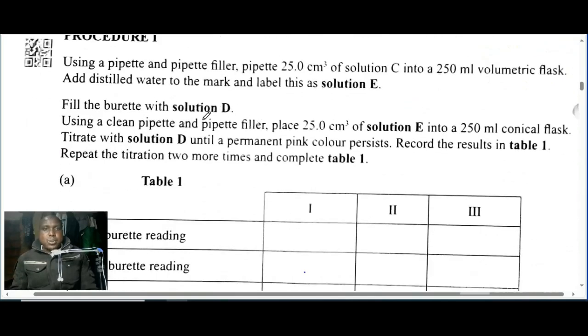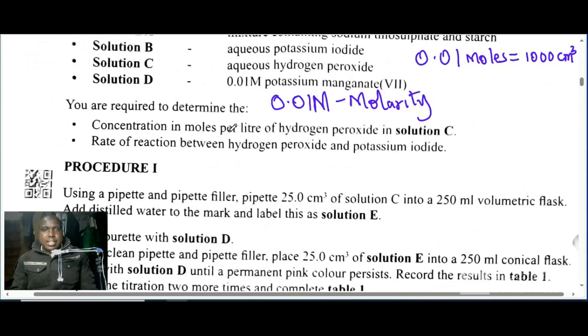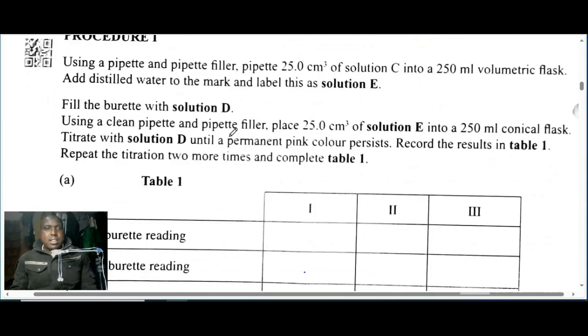Right? Now fill the burette with solution D. And remember, solution D is potassium permanganate. Fill the burette with solution D using a clean pipette. Place 25 of solution C into a 250 conical flask. Titrate with this until permanent pink. So there was no indicator because this is a redox reaction.